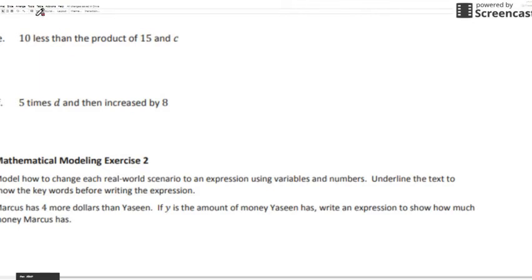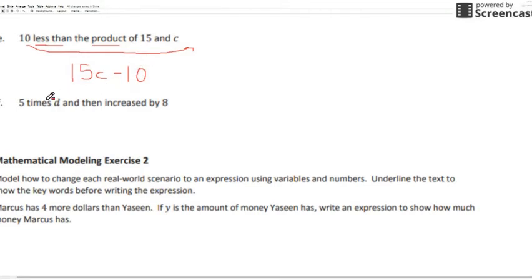This one says 10 less than the product of 15 and C. So remember, the words less than here mean that the 10 actually comes to the other side. The minus 10 actually comes to this side. So what we want to have, of course, is the 15 times C. Remember, we don't use the X for multiplication when we deal with variables. And then minus 10 because there's our subtraction. So here's our product going on, and here's the less than of 10 or the subtraction of 10.